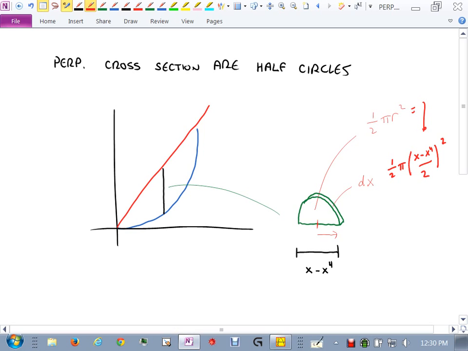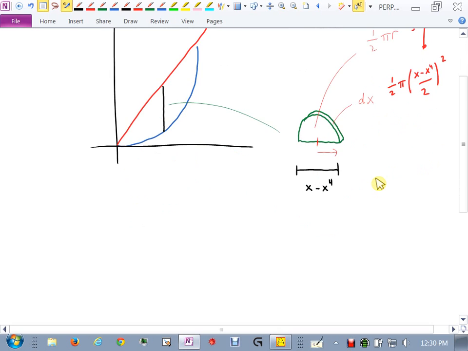Question? Oh yeah, I'm sure we could. Square the bottom, you get the 4, pop it out here, it's 1/8. I'll do that. I have the integral, let's see, we're going 0 to 1. It's 1/8 pi, and then I'm just going to leave that as x minus x to the fourth squared dx.